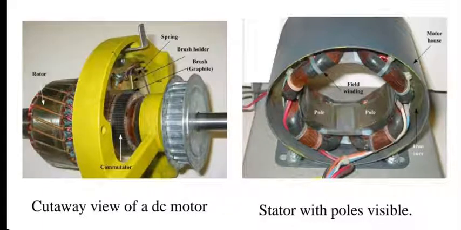Here the construction is shown by disassembling the machine. Stator alone is shown on the right hand side. No rotor is present there. All you see is the so-called field windings, which are used to produce north and south poles.